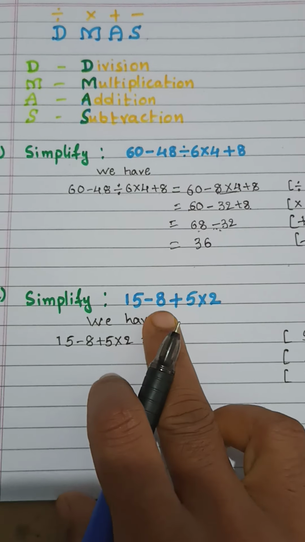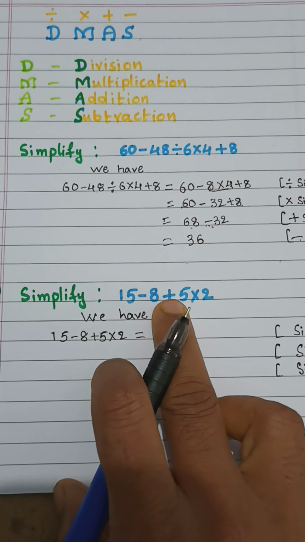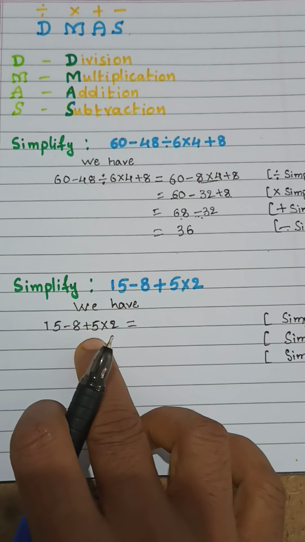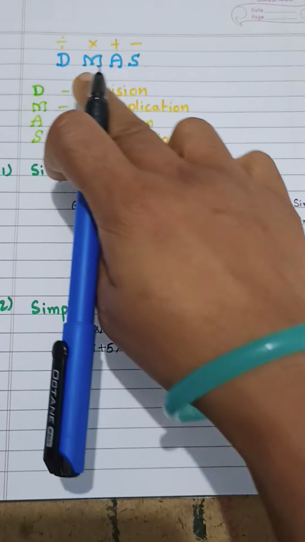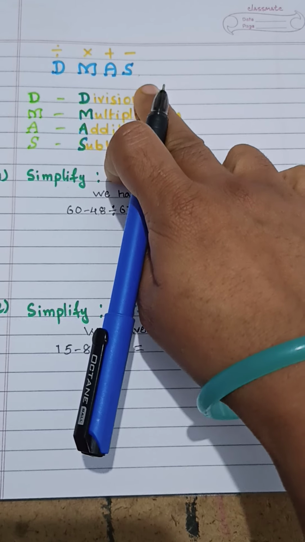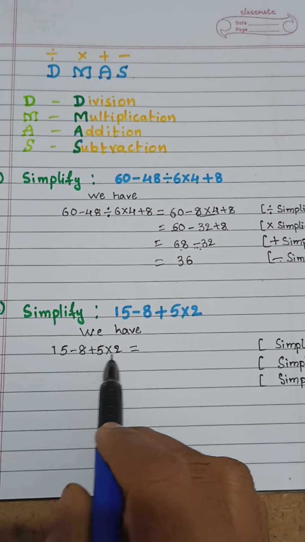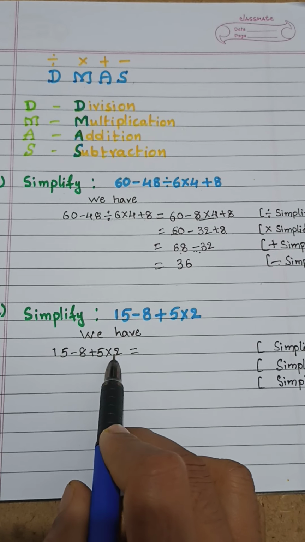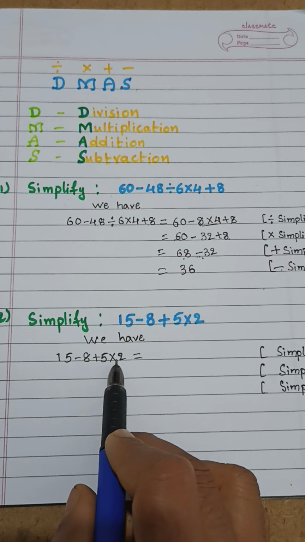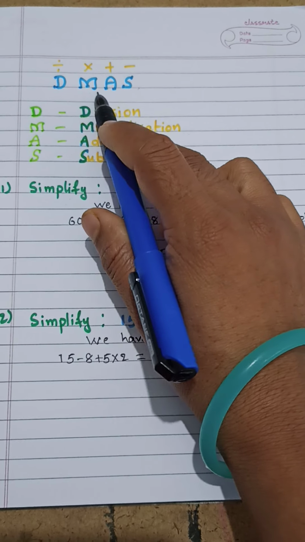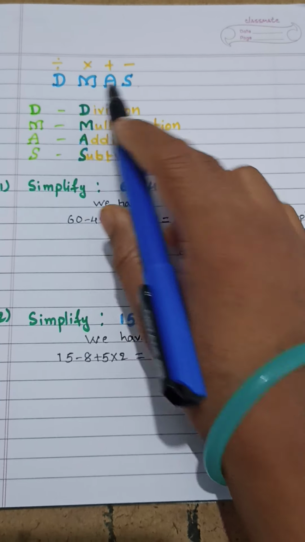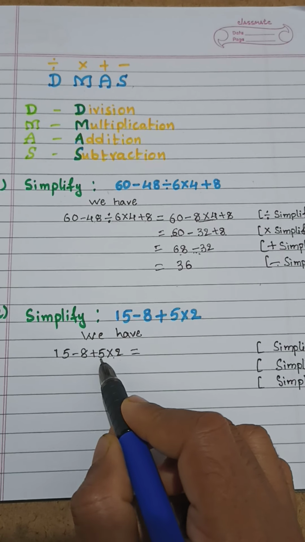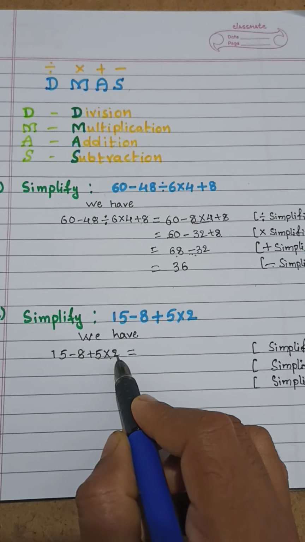Now in the second one, 15 minus 8 plus 5 into 2. We have this expression. Let us solve this numerical expression by using the MDAS rule. First, see, in the given expression, is there a division symbol? No, division is not there. Let us go for M, multiplication. Is there a multiplication symbol? Yes. So we have to do multiplication first.